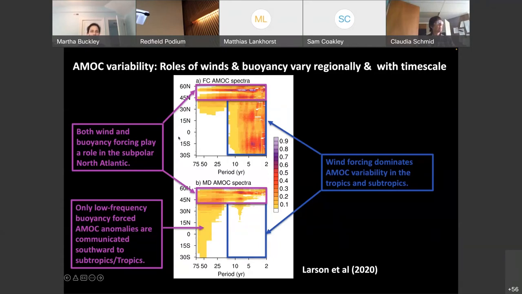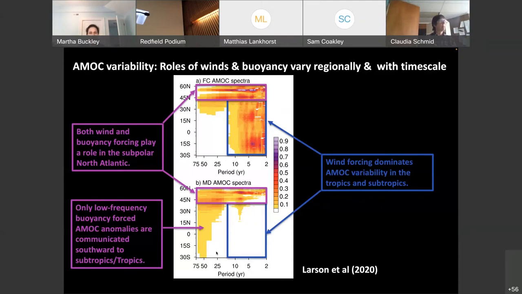All right, now the thing that I find most interesting about this plot is, if we look now, is there any low frequency variance in the tropics and subtropics? What you find is there's more low frequency AMOC variance in the mechanically decoupled model than in the fully coupled model. So this means that it's these low frequency buoyancy forced AMOC anomalies that are communicated southward to the tropics and subtropics. And actually the wind forcing disrupts this low frequency signal.